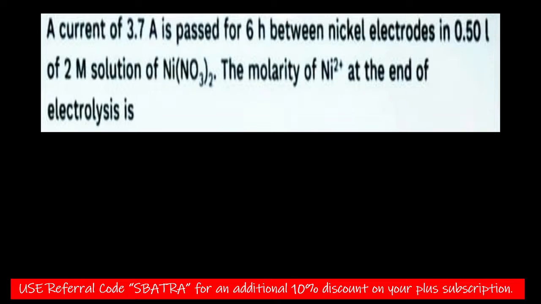Okay, so you have 1 minute for this question. The question is, a current of 3.7 amperes is passed for 6 hours between nickel electrodes in 0.50 liters of 0.2 molar solution of nickel nitrate. You need to find out the molarity of nickel 2 positive at the end of electrolysis. This is your question. So 1 minute is actually enough for this question. Okay, so just tell me your correct answer for this question.